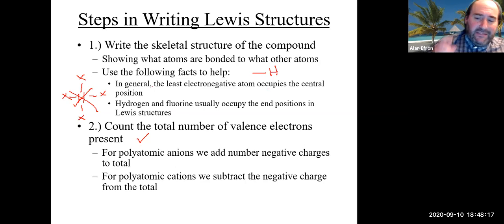You got to have exactly that number of electrons. You can't have one more electron than that. You can't have one less electron than that. We also, when we're counting the valence electrons, need to take into account anything that may have a charge.